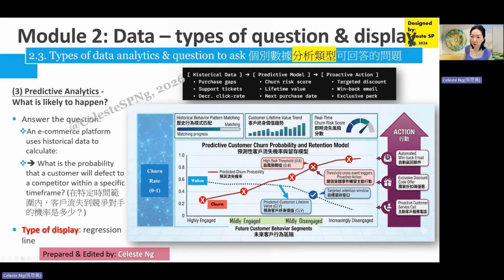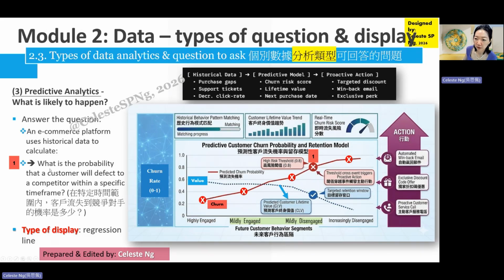Now we move on to the third data analytics, predictive analytics, and it's answering the question related to what. When we talk about predictive, usually the answer given by this analytics will be very precise. Most of the time, it's numeric, or maybe categorical.